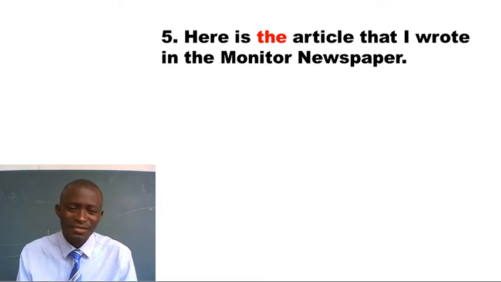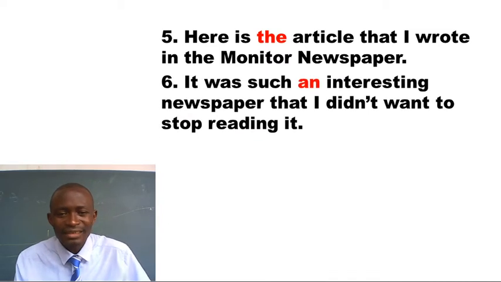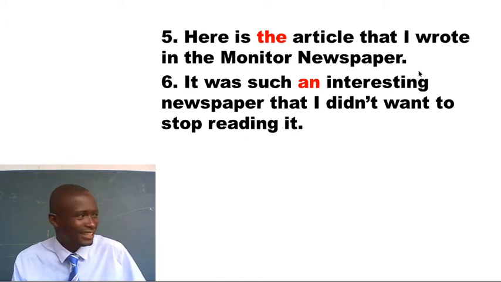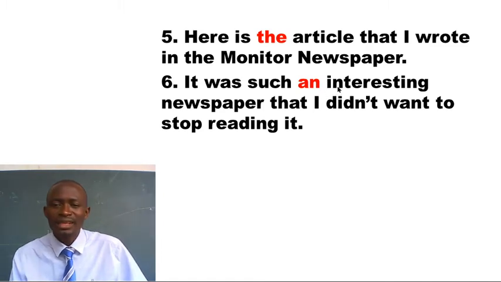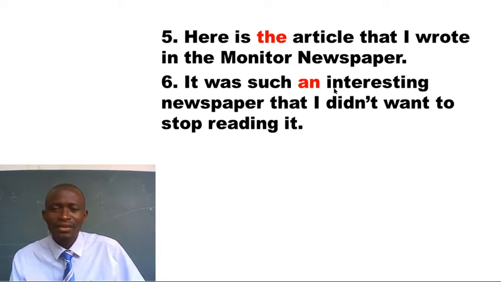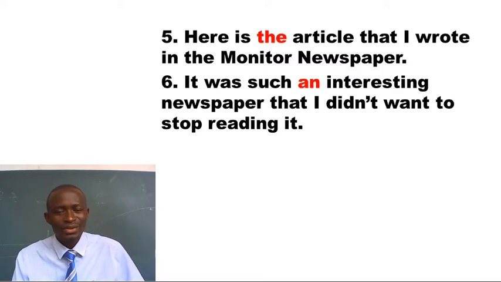Hope you got it right, dear friends. The next number says, it was such an interesting newspaper that I didn't want to stop reading it. Correct English: it was such an interesting. You realize an is taking its position depending on the word that it precedes. The word interesting starts in a vowel sound, and so it takes article an. That is what was examined.